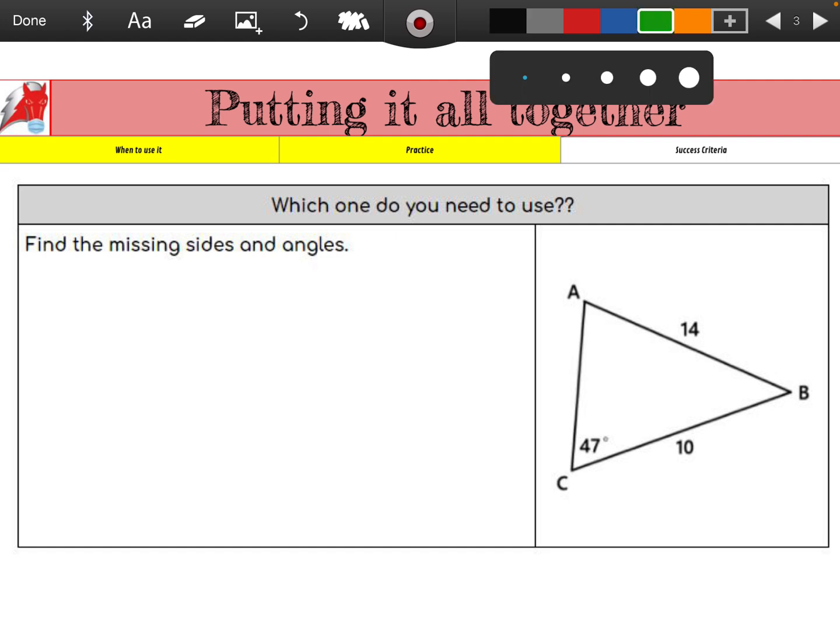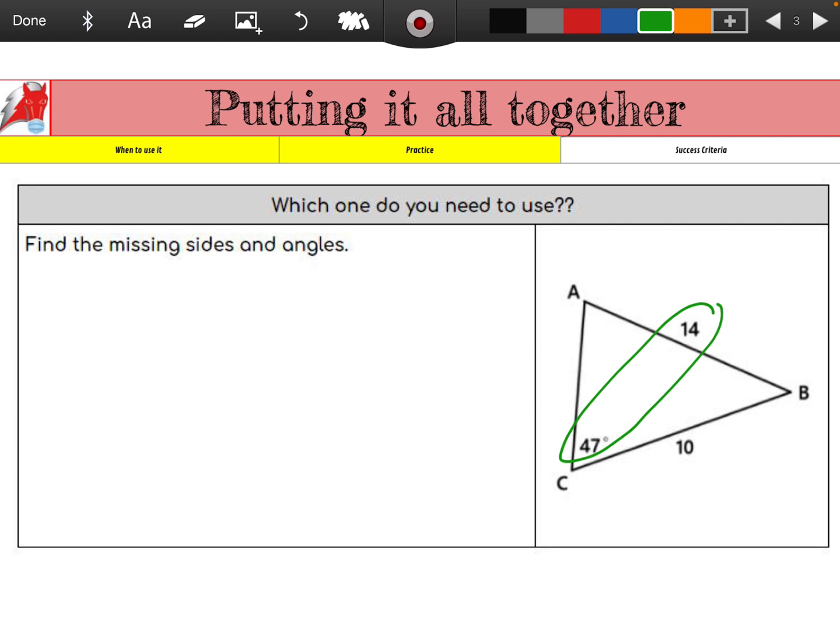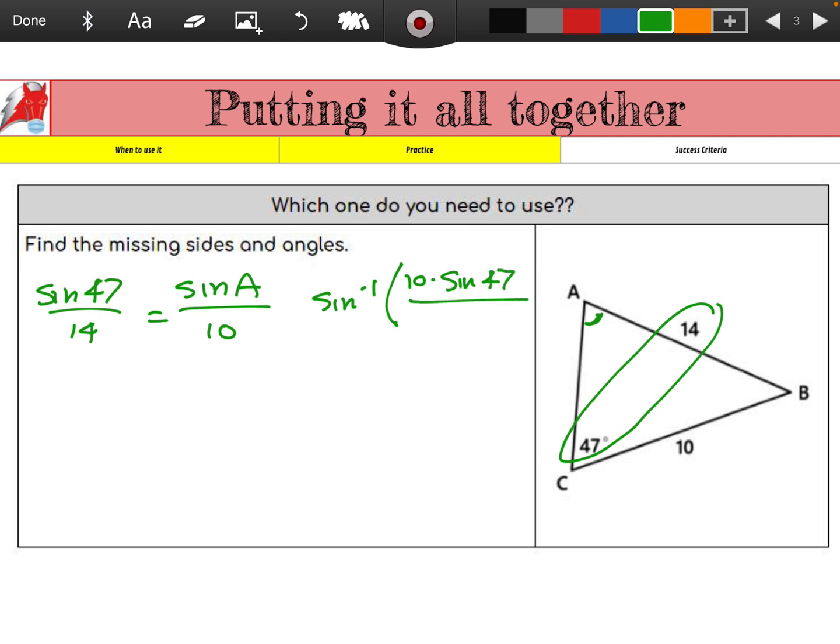When I look at this, here's what I see. I see that relationship, so that means law of sines is what I start with. So sine of 47 over 14. Because I have this 10, I'm going to have to solve for angle A first, so I'm going to call that sine A over 10. I'm finding an angle, so I need an inverse. I'd end up doing sine inverse of 10 times sine 47 over 14. Plug it in, and if I round a little bit, I get angle A equal to 31.5.